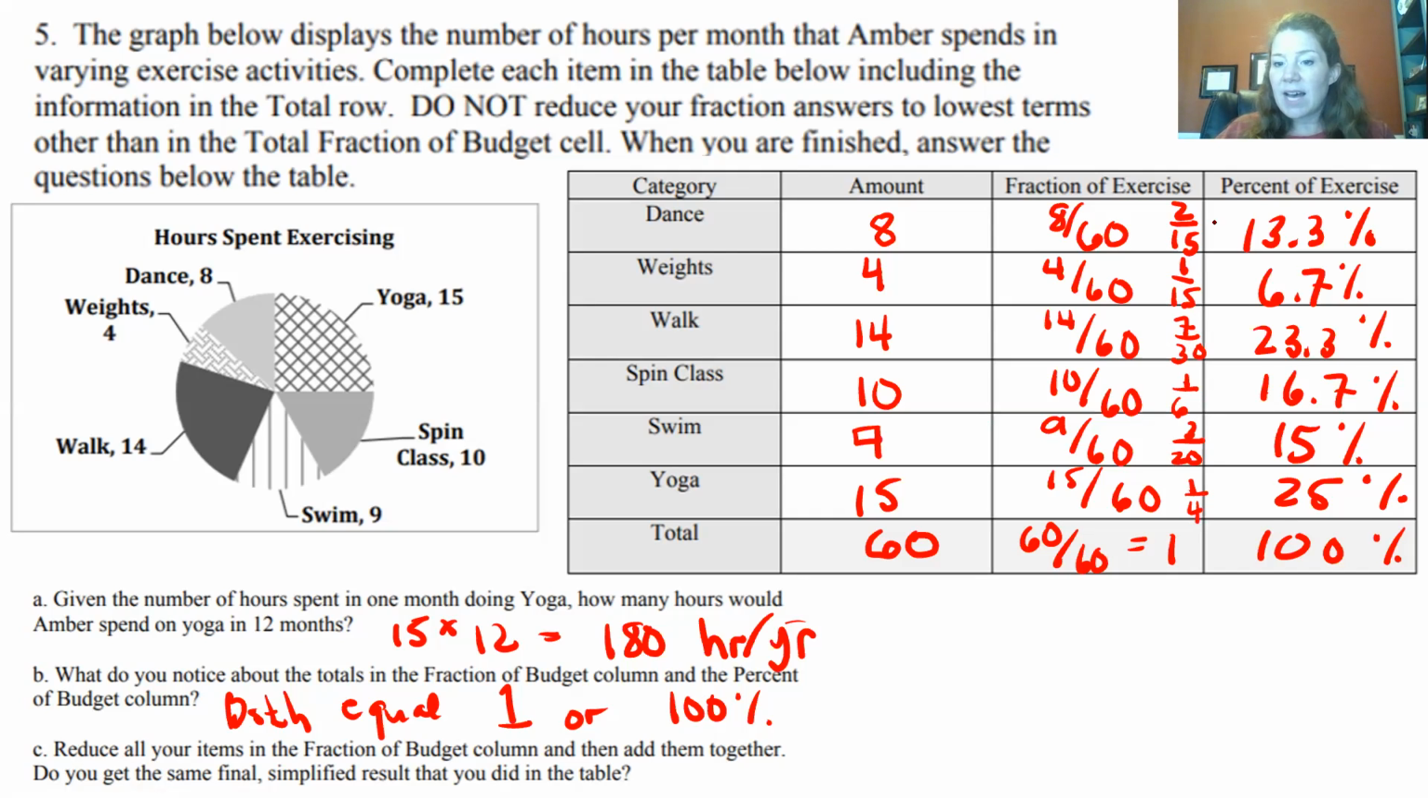So then if I ended up trying to add all these, basically I'd have to find common denominators. Well, guess what the least common multiple is? The least common multiple is 60. So I would go back to what I got earlier, and I would add up all of my numerators, and I would still get 60 out of 60. So yes, I would get exactly the same.